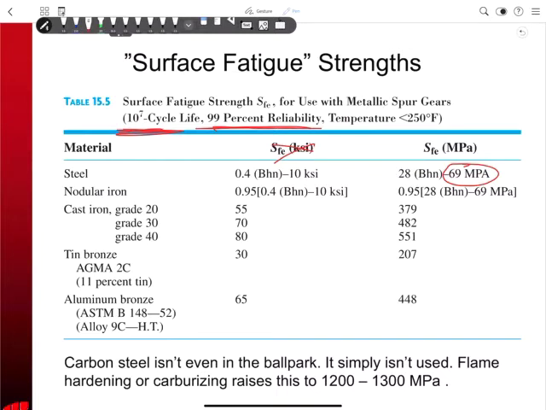That's why we don't make gears out of steel, right? Carbon steel isn't even in the ballpark, right? It isn't used. So we use flame hardening or carburizing or case hardening or nitriding, right? It turns out that using these techniques changes the actual crystalline structure of the metal just on the surface. We still want something nice and soft and bendy in the middle, but on the surface we want it really hard. So we can get it up to 1200, 1300, right?